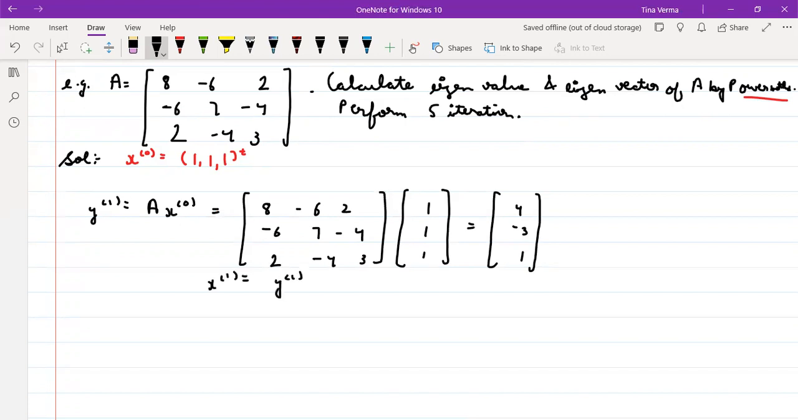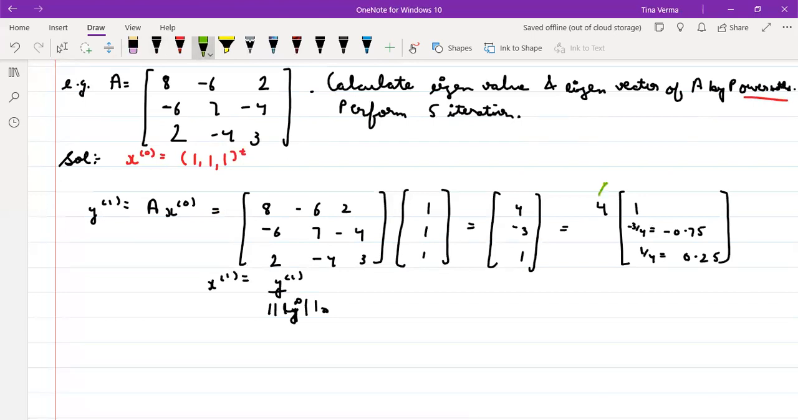As I told you, the x1 vector will be the y1 vector divided by the norm, and the norm will be the eigenvalue. Otherwise, you can take out the largest value in magnitude, which is 4. Taking 4 common: 4 divided by 4 is 1, minus 3 by 4 is minus 0.75, and 1 by 4 is 0.25. This is the first iteration for your eigenvalue, and this is your eigenvector.